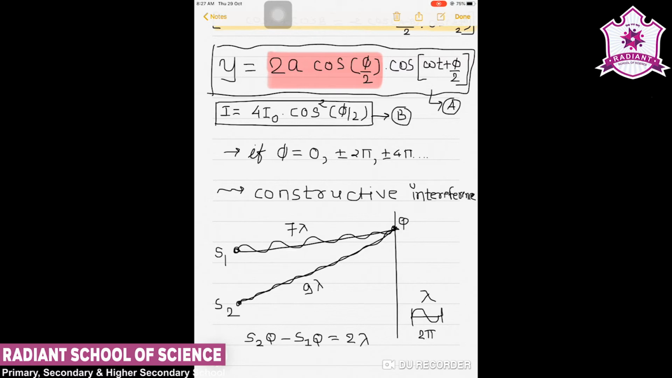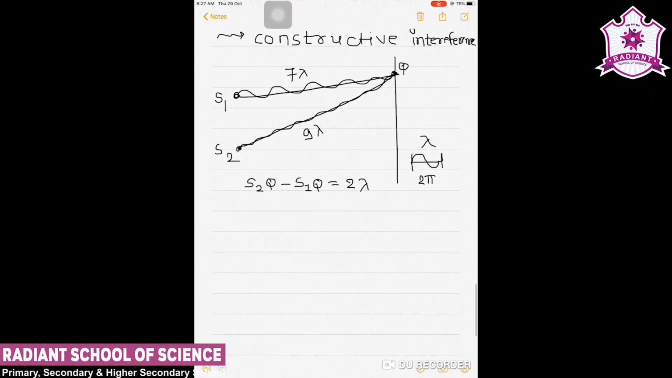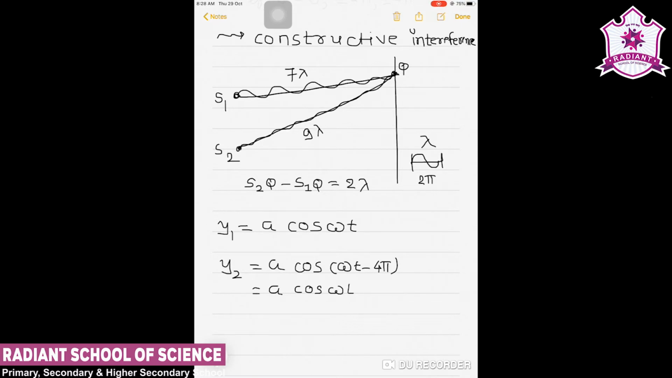So when this equation is represented in terms of it, we have y1 equal to a cos omega t, while y2 will be a cos(omega t minus 2 lambda), which belongs to 4 pi, so that will be a 4 pi difference, that is again a cos omega t.